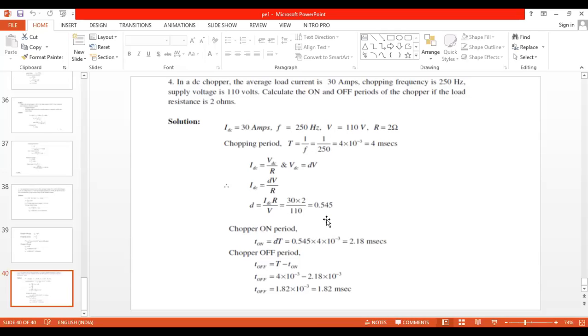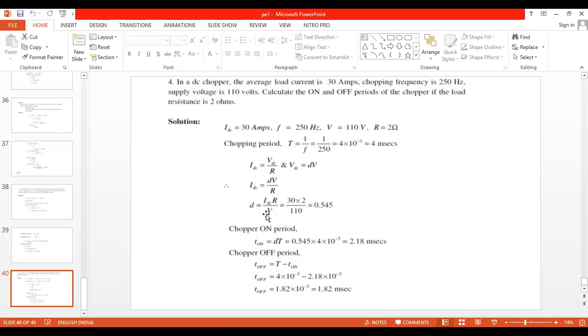You can ask one question once again: sir, what is this duty cycle? If I am using the converters, we are supposed to vary the firing angle in order to control the speed of the motor, in order to control the power. If I am using the choppers, we do not have the firing angle. Based upon this T on and T off, we are going to have the duty cycle. By changing the duty cycle value, we can control the speed of the motor. So always duty cycle value is less than 1 only.